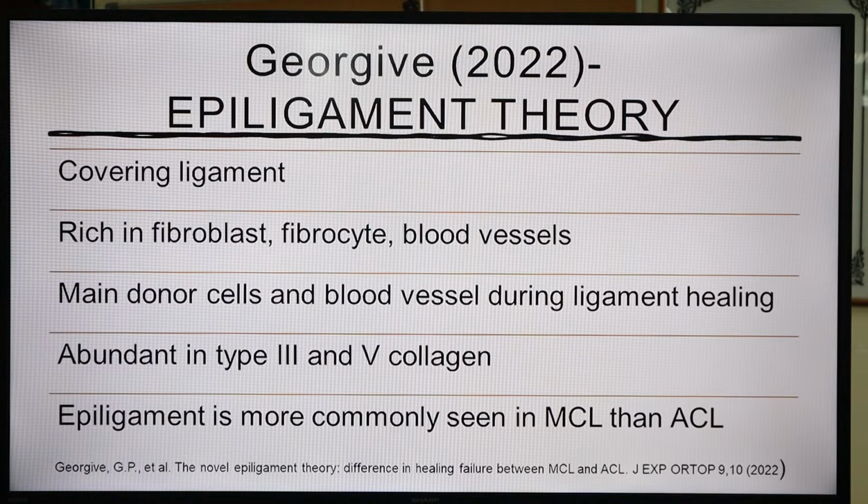In any covering, it is rich in fibroblast, fibrocyte and also blood vessel. And during ligament injury, it acts as the main donor cell and blood vessel during ligament healing. Because of the high abundance of fibroblasts, it has high capacity to produce type 3 and type 5 collagen. And according to a study in 2020 by Georgiev, they found out that epiligament is more commonly seen in MCL as compared to ACL. So that is why MCL has better healing capacity compared to ACL.